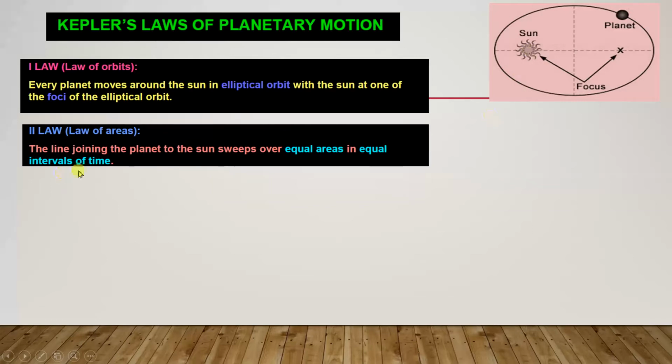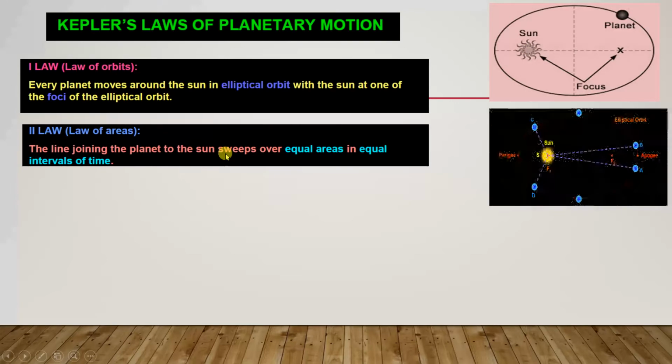Second says the line joining the planet to the sun sweeps equal area in equal intervals of time. Means sun से planet को जो line join कर रही है, it will sweep equal area in equal times. Now when the planet comes near perigee, here the distance between sun and planet is very less. So planet has to move faster so that the area it covers becomes equal to the area it covers at apogee. यहाँ पे ये स्लो रहेगा क्योंकि ऑलरेडी डिस्टेंस बहुत ज़्यादा है, तो एरिया बराबर रखने के लिए planet will be slower at the apogee and it will be faster at the perigee.